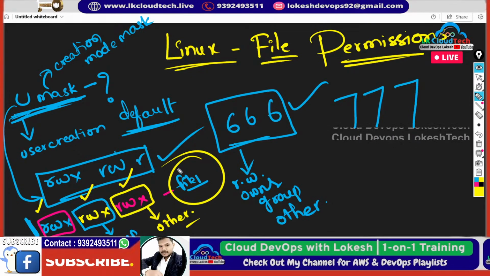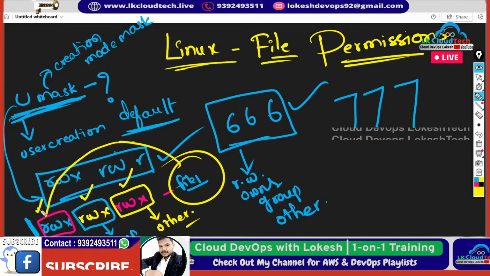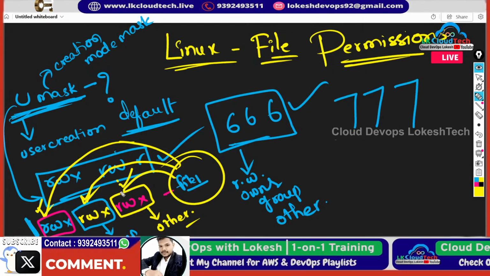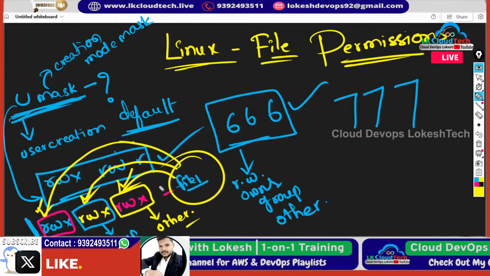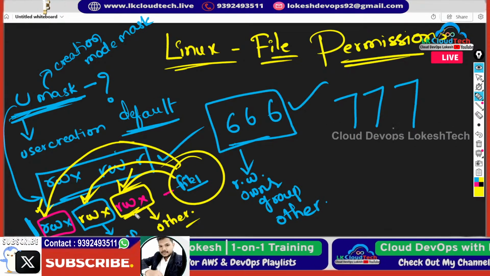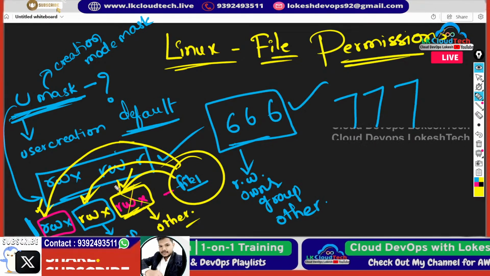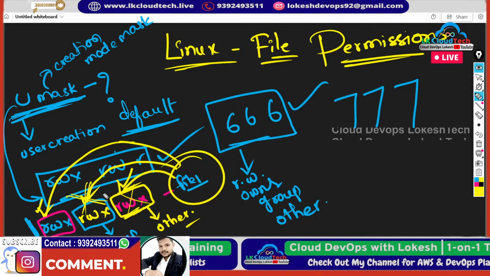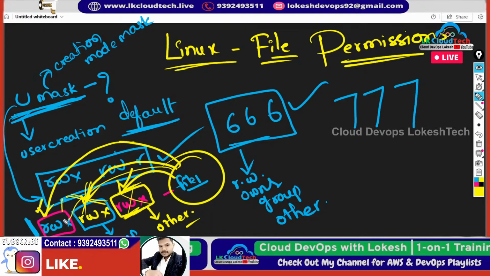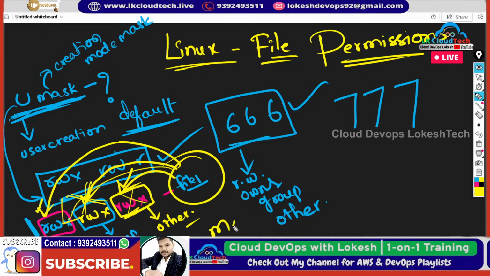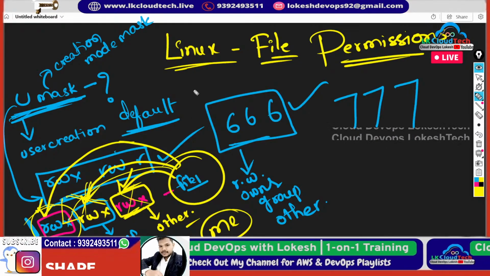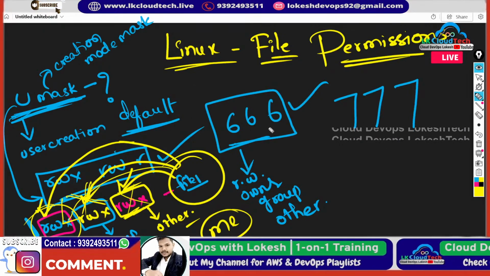File 1 has an owner permission, a group permission, and an other permission. So if you close this, others cannot access it. If you close this, groups cannot access it. If you close this, even the owner, meaning me as admin, cannot access it. Clear? Okay.